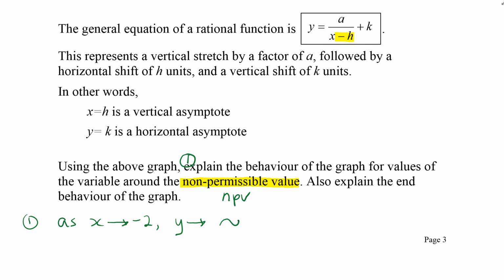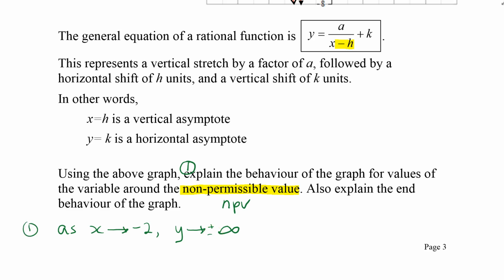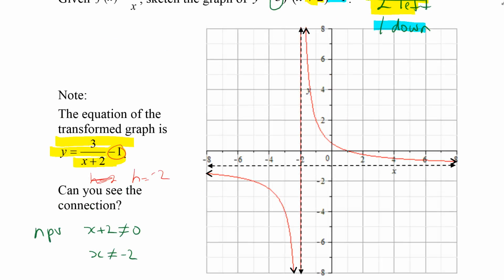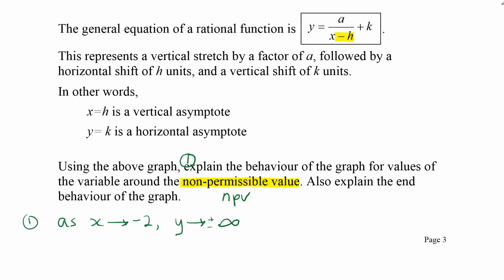Depending on which side it's approaching from, it's either going to be approaching positive infinity, that's all the way up, or negative infinity. So that's describing the asymptotic behavior of the graph here: as x approaches from the right hand side, y is approaching positive infinity, and over here as x approaches from the left hand side, as it gets closer and closer to that negative 2, the y value will be approaching negative infinity. Okay, so that's the first thing we did.